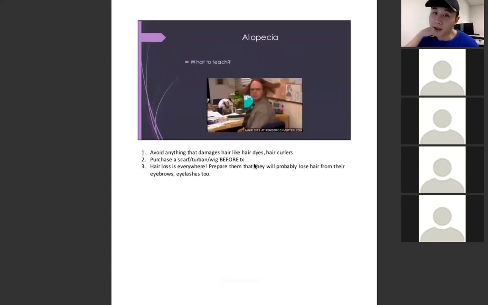All right, next we have alopecia. Alopecia, like I mentioned earlier, is hair loss in chemotherapy patients. What do we teach? We teach them to avoid anything that damages hair, like hair dyes and hair curlers, and to purchase a scarf, turban, or wig before the treatment. We recommend the patient do that. Hair loss is everywhere, so prepare them that they will probably lose hair from their eyebrows and eyelashes too.